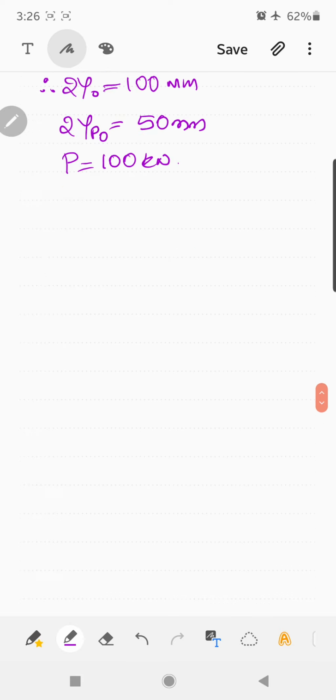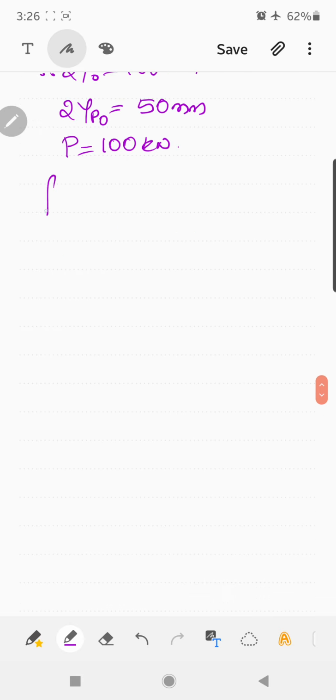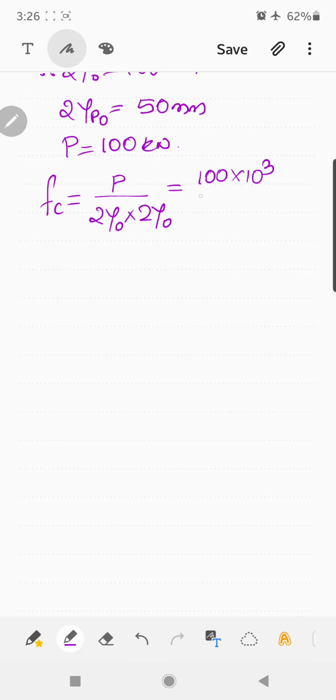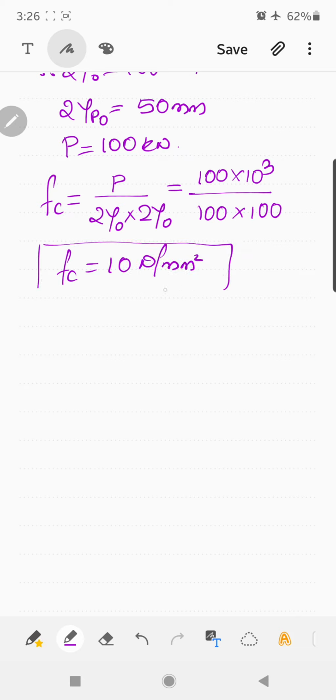Now calculate FC, the average compressive stress in the prism, which is P by the area, 2 y naught by 2 y naught, the prism area, which is equal to 100 into 10 to the power of 3 divided by 2 y naught, 100 by 100. So your FC comes around to be 10 Newton per mm square. So this is the value of FC.